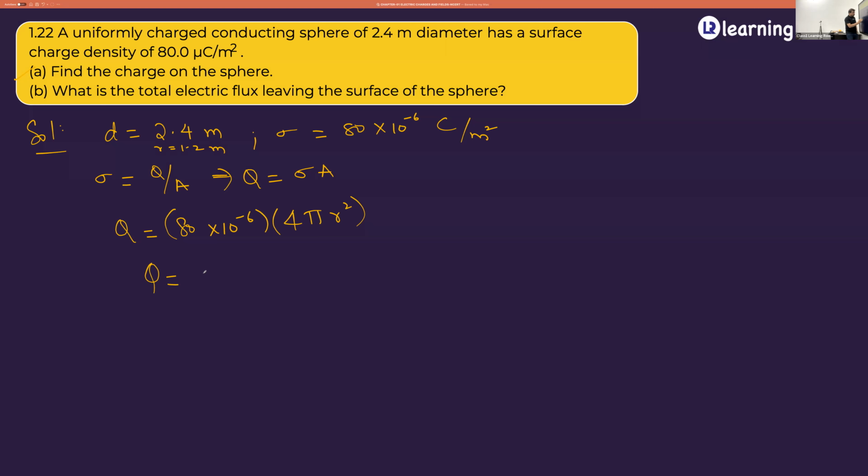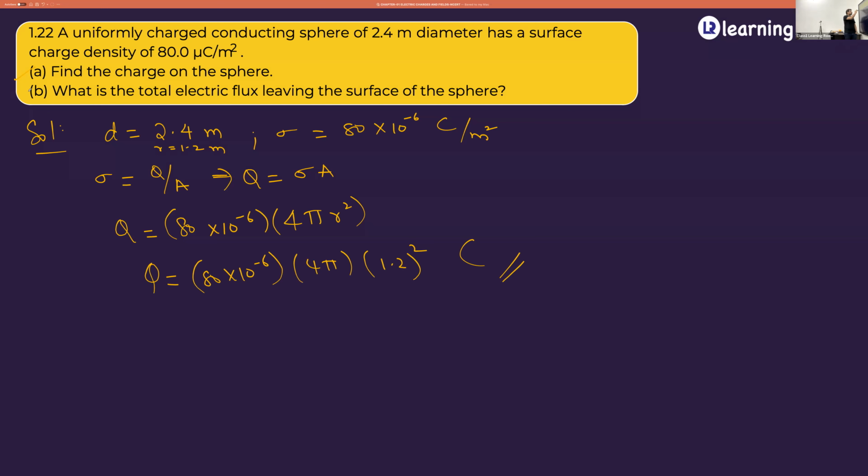So Q will be equal to 80 into 10 power minus 6 into 4 pi multiplied with 1.2 the whole square. On solving this, you're going to get the value of the charge in coulomb. So this is the charge on the sphere.